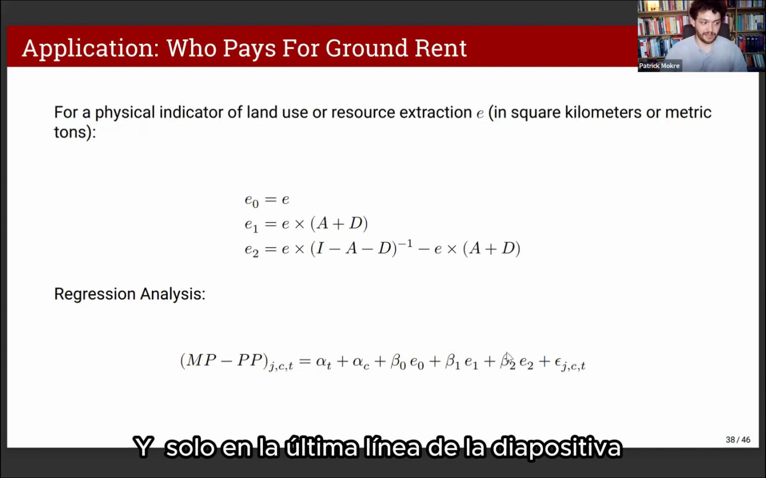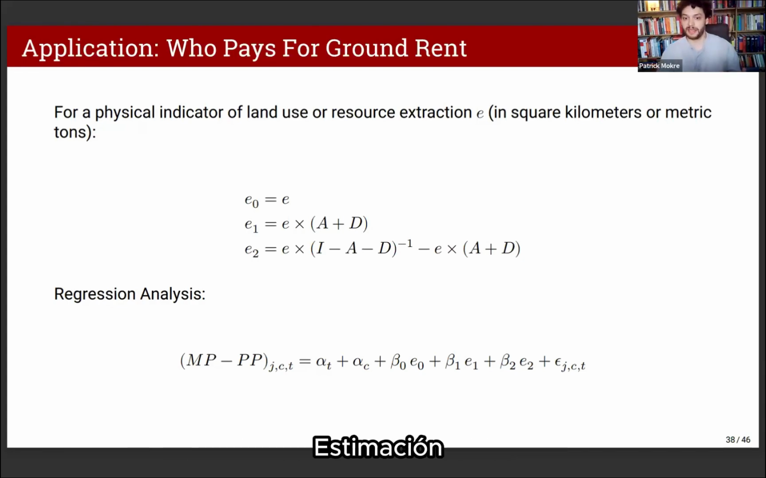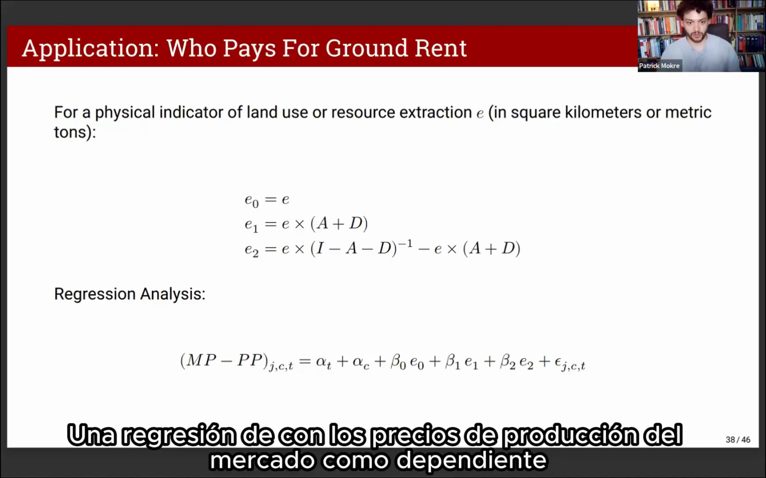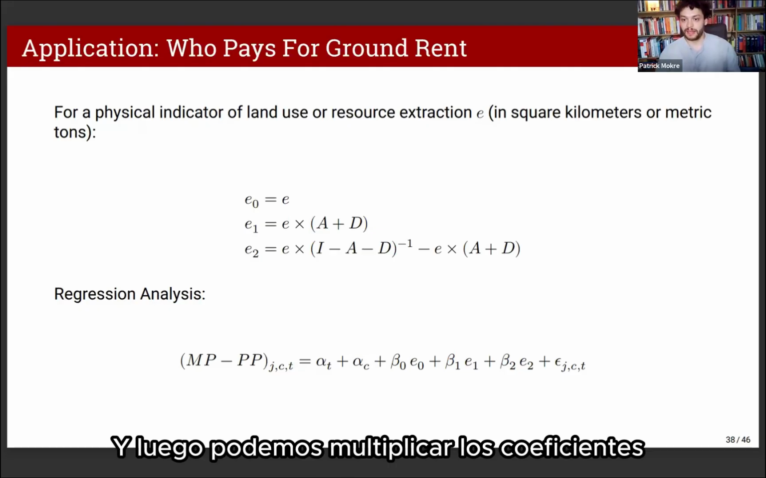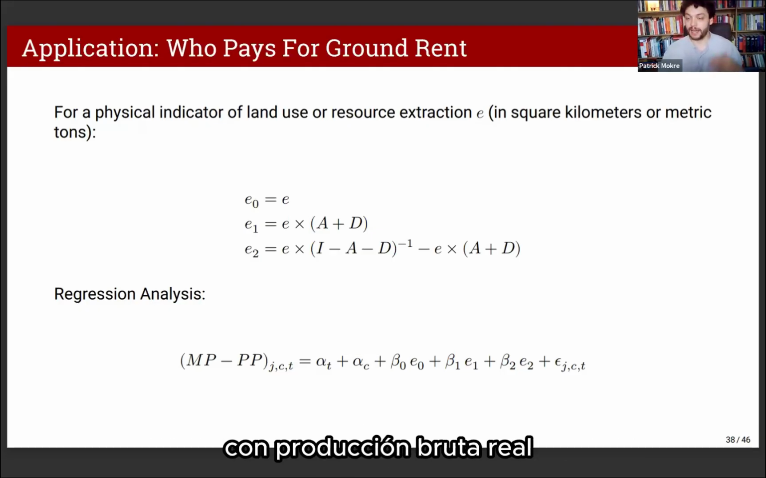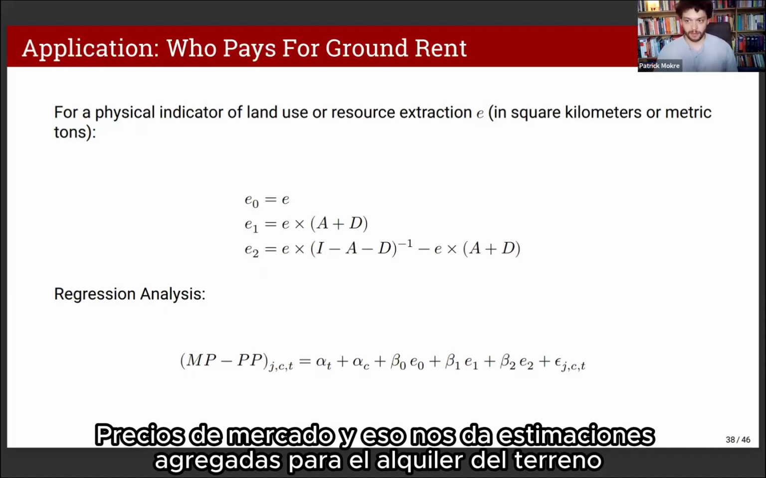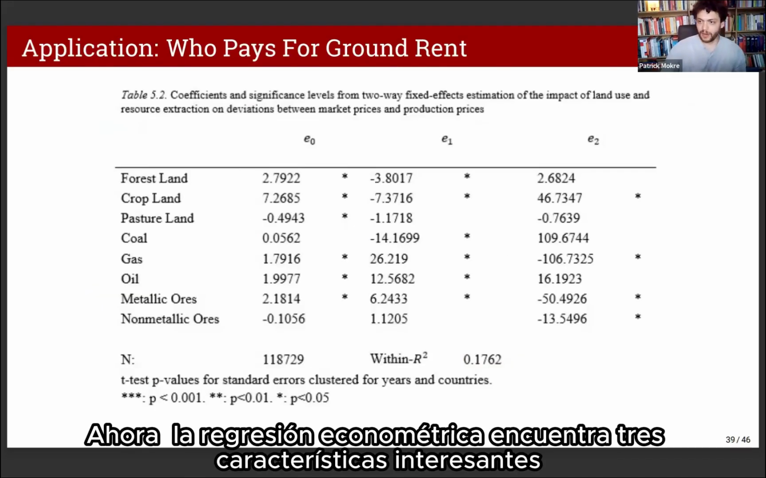And just on the last line of the slide, you see that we can again estimate a panel regression with market production prices as a dependent variable and then extraction as the independent variable. And then we can just multiply the coefficients with actual gross production, market prices, and that gives us aggregate estimates for ground rent. Now, the econometric regression finds 3 interesting features.